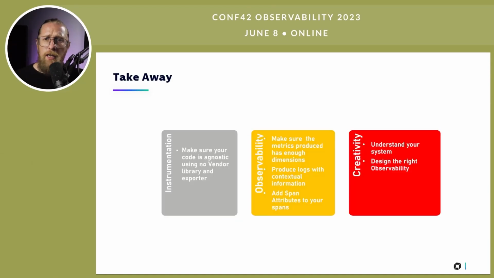So first, as a takeaway: make sure your code is agnostic, because again, we don't want to use any vendor lock-in. That's the concept and the culture of OpenTelemetry. Second thing, if you start doing observability using OpenTelemetry, make sure you have the right context in your metrics, in your logs, in your traces. Otherwise, you won't be efficient. And again, be creative. Understand your system. Design the right observability technique based on your application.